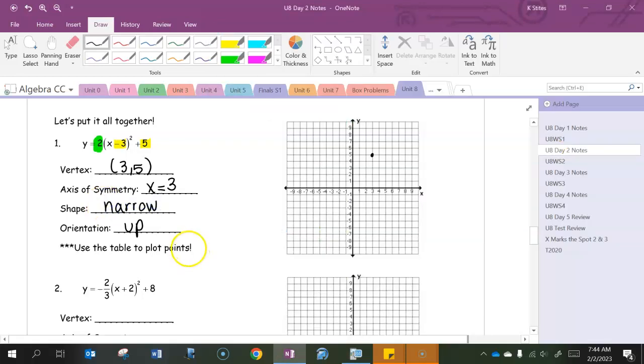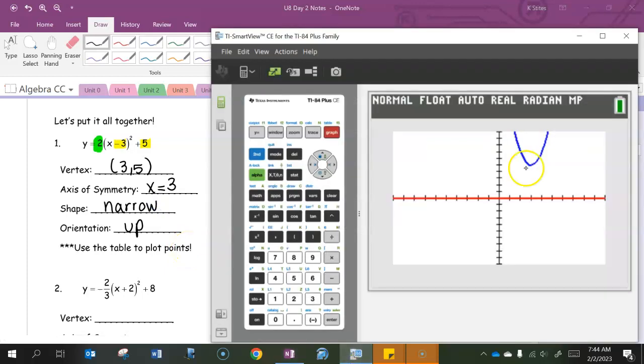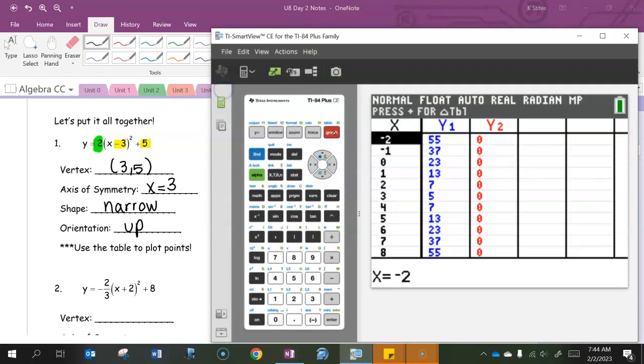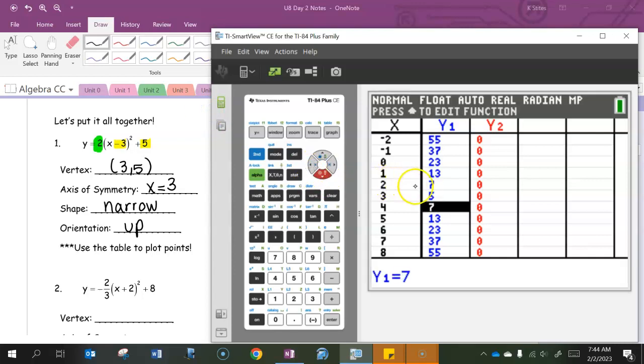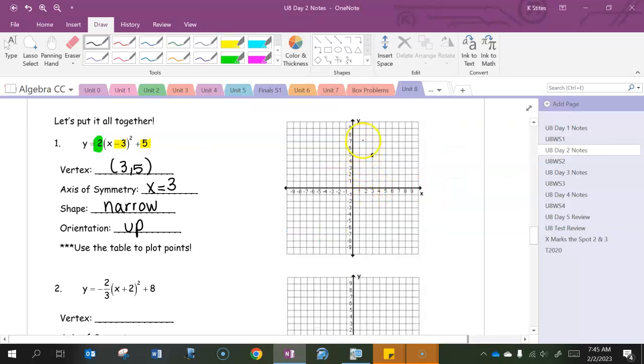Now, we're going to use the table to plot a couple points. To do that, you're going to go to second and then graph, and you're going to see that we have some points here. So here is your vertex. It's at 3, 5, and you can see on either side of it, you have 2, 7 and 4, 7. All of the other ones we can't really graph. So we'll just go ahead and do 2, 7 and 4, 7, and then you'll sketch your parabola, and then let's put that axis of symmetry in there as well. Okay, and there you go.